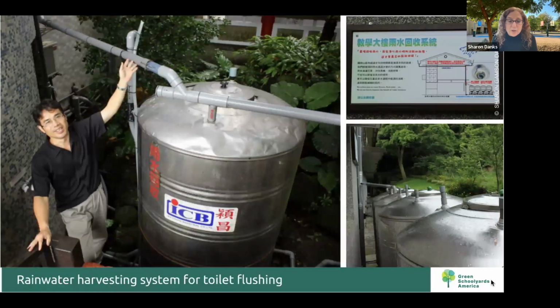And they have so much rain and so many giant cisterns that they actually flush all the toilets in the whole school for like 400 or 500 kids every day year round with stormwater. And they have on-site signage about how that happens, but he's showing me the system and where it's coming from and going to.